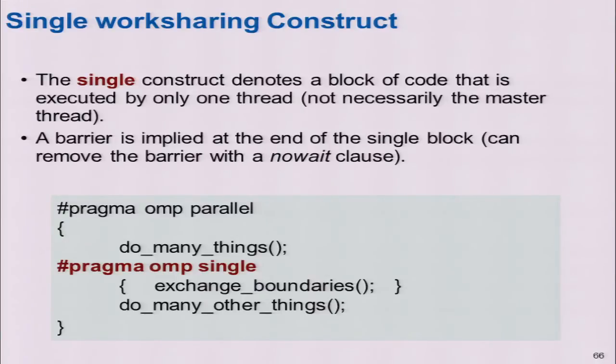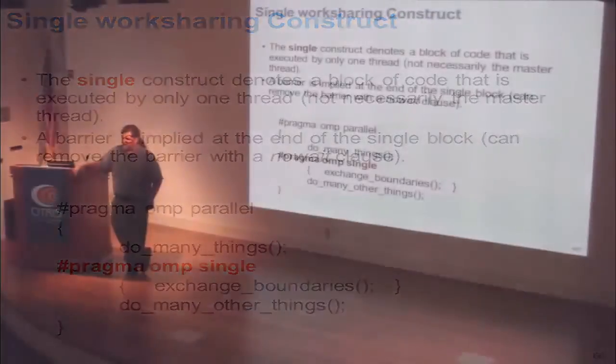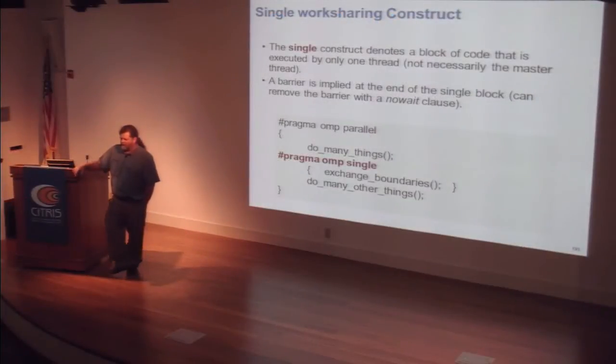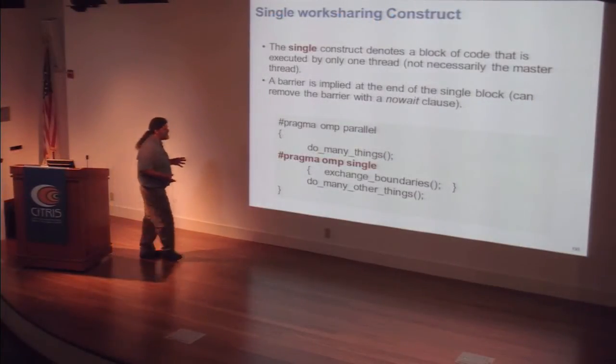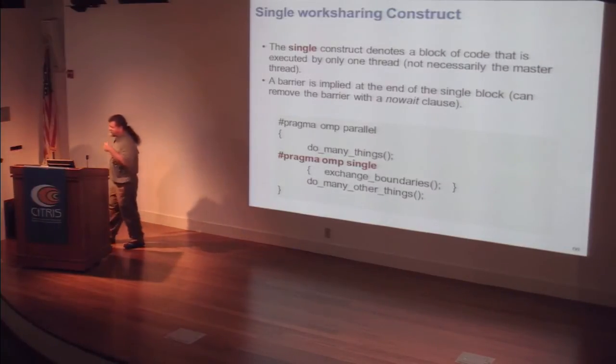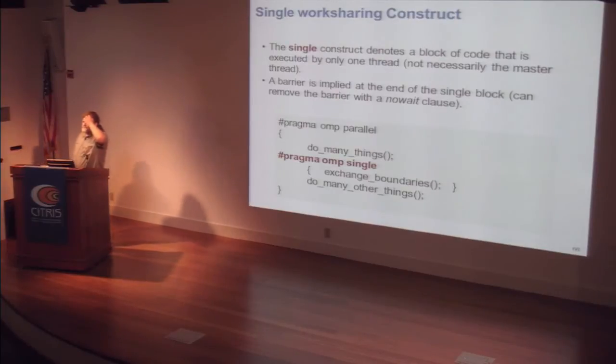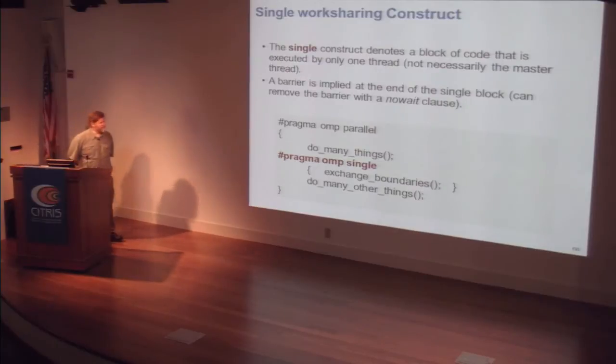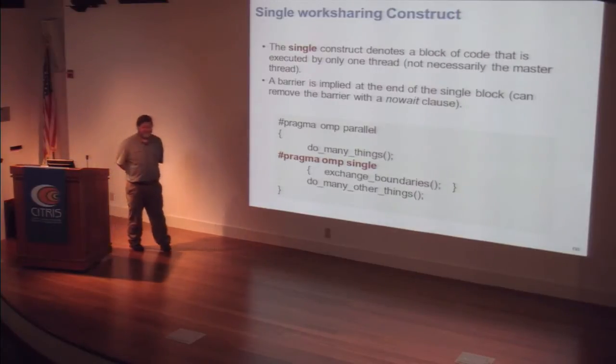So I want to mention a couple other things. There's a few other work-sharing constructs, and one I'm going to talk about and actually use a little later is one called single. It's going to sound kind of weird why we would do this. What single says is the first thread that encounters this construct will execute the code inside that construct. All the other threads will wait at the end of it.